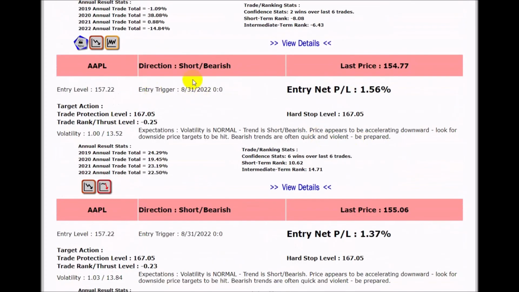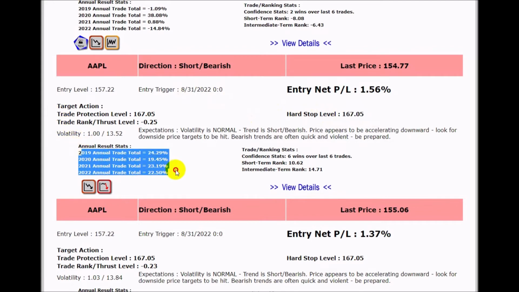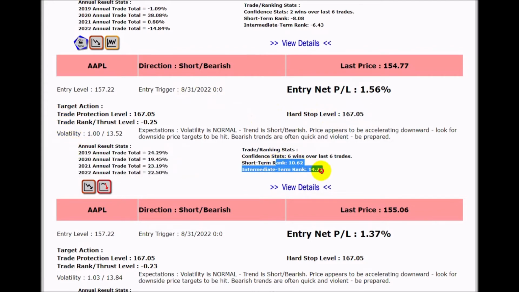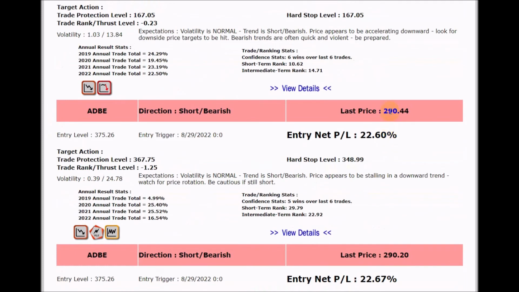Apple, we have a new trade as of about 2.5 weeks ago. We already have a hard stop in place at 167.05. You can see Apple has performed very well, and our ranking system is very strong. Won 6 of the last 6 trades, so this is something you could apply more capital to.